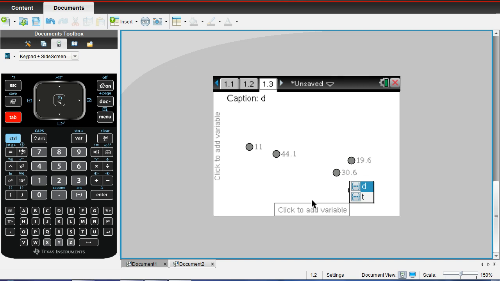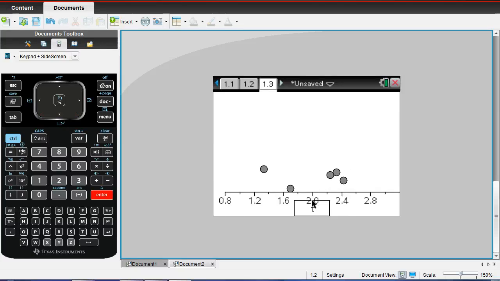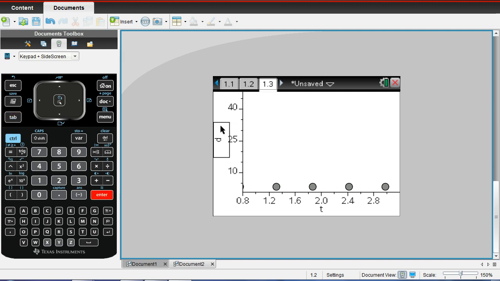Now we want to select what axis we want here on the bottom, D or T. It's important that we put our independent variable on the bottom. Our independent variable in this case is going to be the time in seconds. But that's just an x-axis. I want to have a y-axis as well, so I'm going to hit the tab button again. That goes over to my y-axis. And now I can select D for the distance fallen there on the y-axis.